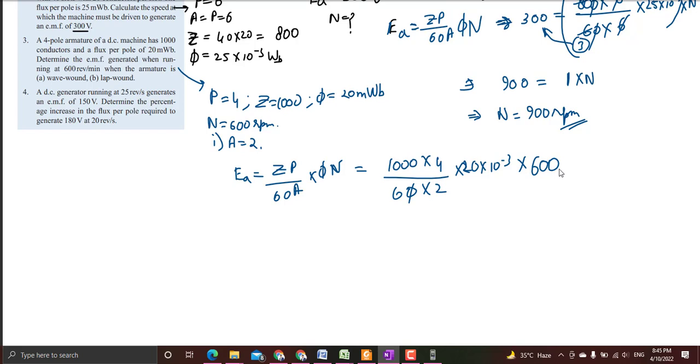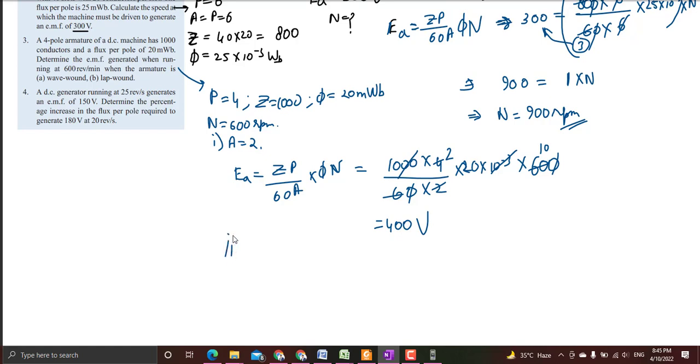So this 0 cancels out, 6 10s are 60, 2 2s are 4, so we get 224. So this 10 to the power minus 3 and 1000 cancel out, it is 400 volt, so this is 400 volt.